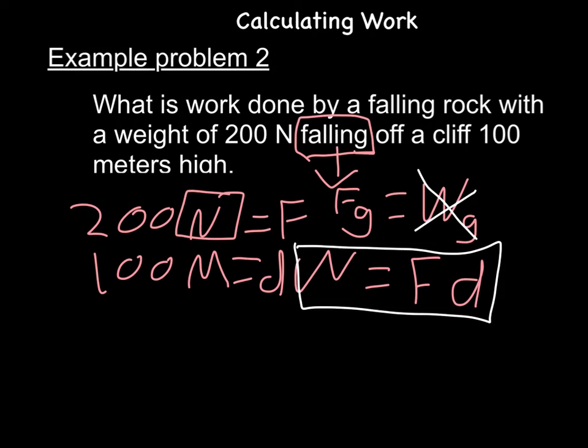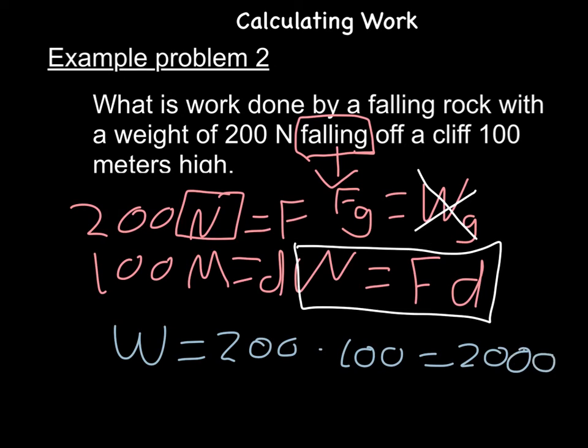So I'm just going to substitute. Work is equal to 200 times 100, which is 20,000 joules. Remember, that's our new unit for work, the big J, which stands for joules. Okay, so what I would like you to do again is pause the video and copy this down under your heading of example problem 2. And we'll continue on with example problem 3.